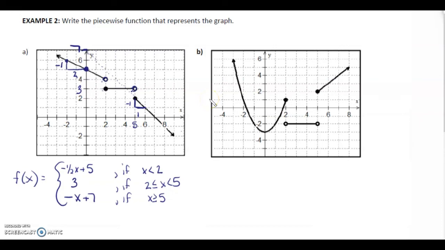Okay, let's do b now. So let's call this f at x as well, or let's call it g at x. Okay, and we know that we have 3 segments in here. So we have from 2 and below. Okay, so if x is less than or equal to 2, because this point is circled in, we have from 2 to 5, and it does not include 2 and does not include 5, so no underlines in the inequalities there. And then we have if x is greater than or equal to 5.